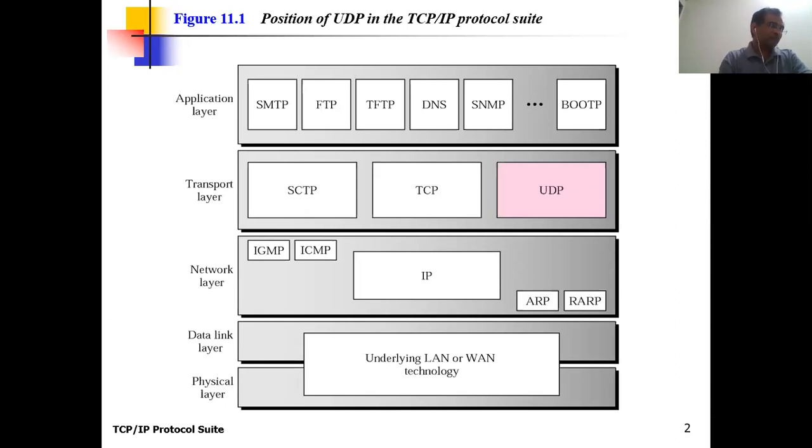The question is, if UDP is so powerless, why should a process want to use it? With the disadvantages come some advantages. UDP is a very simple protocol using a minimum of overhead. If a process wants to send a small message and does not care much about reliability, it can use UDP. Sending a small message using UDP takes much less interaction between the sender and the receiver than using TCP.